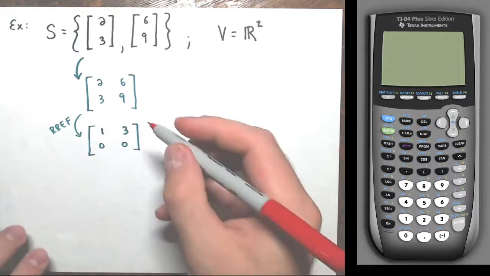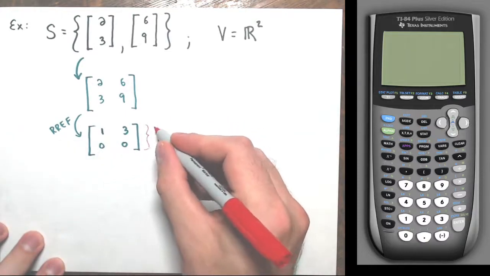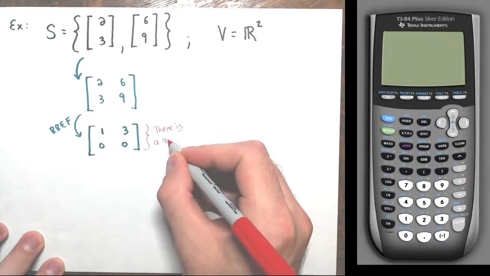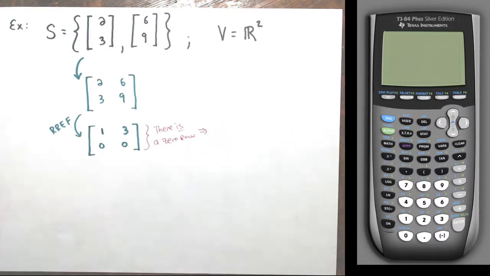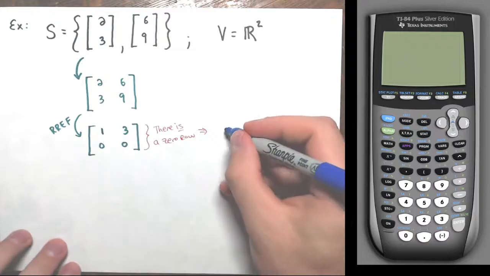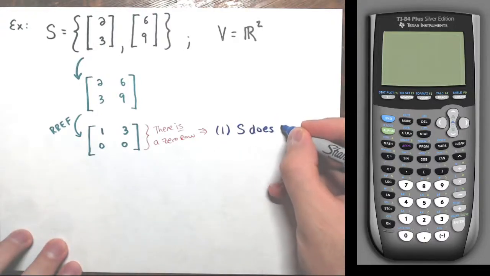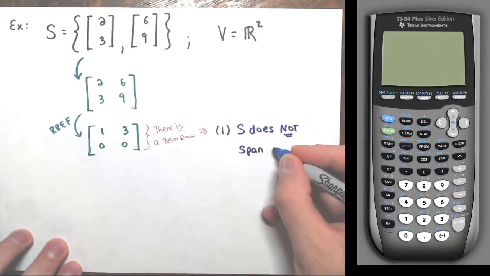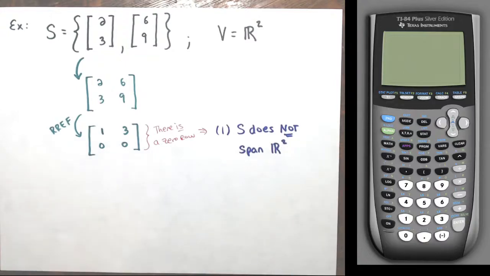So, one thing I'm noticing, there is a row of zeros. There is a 0 row. So that tells me that S does not span R2. Okay. Now, that's all I mean. I can just stop there.